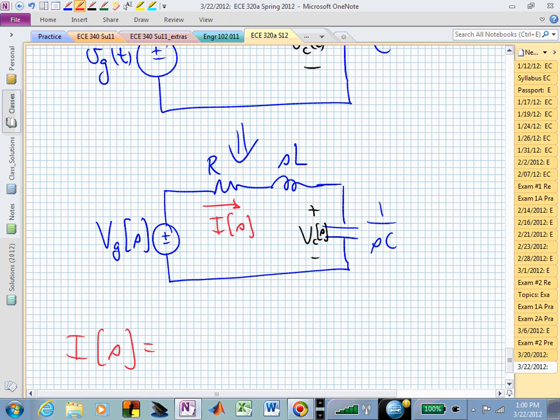If I now want to find the expression for I, well, okay, that's just the current through everything in that series circuit. I have the voltage that's forcing that. That's capital V sub G of S divided by the total impedance. And the impedance is just the sum of those three impedances. Question?